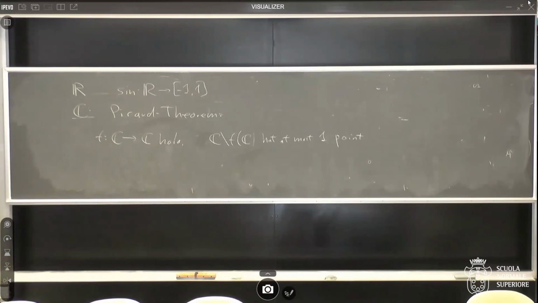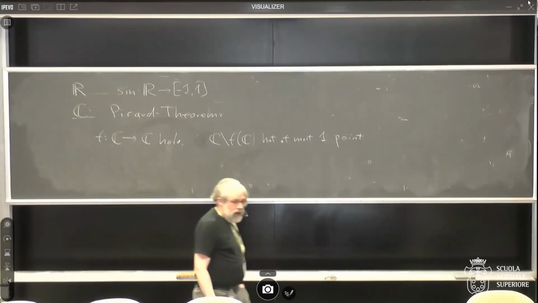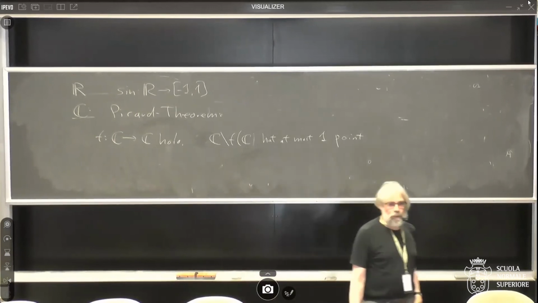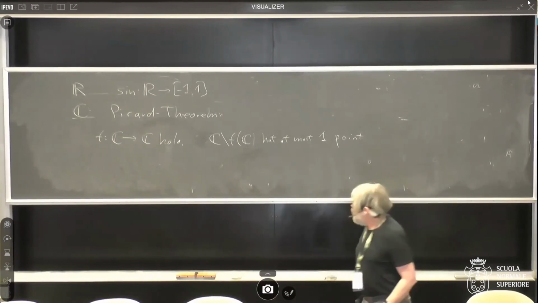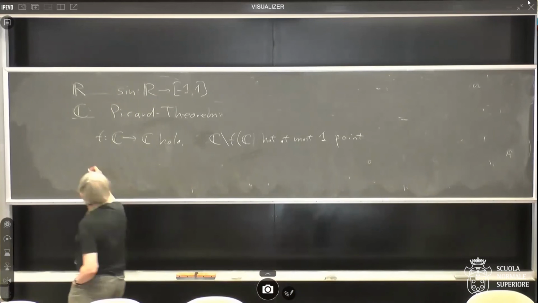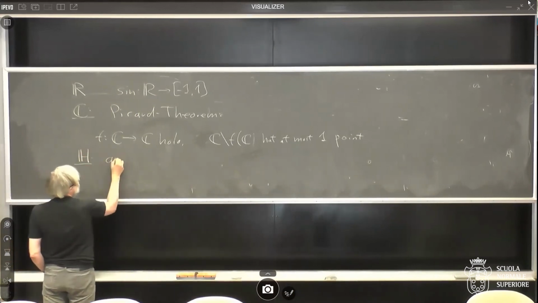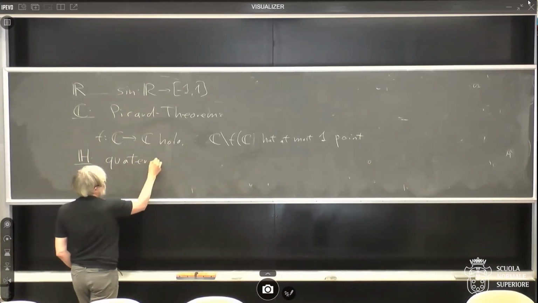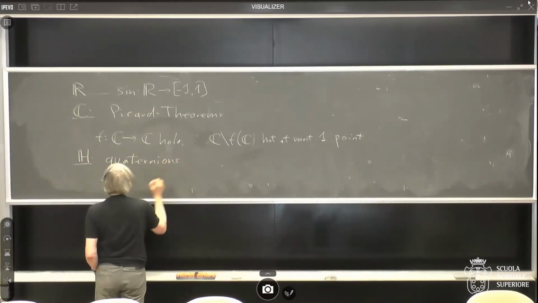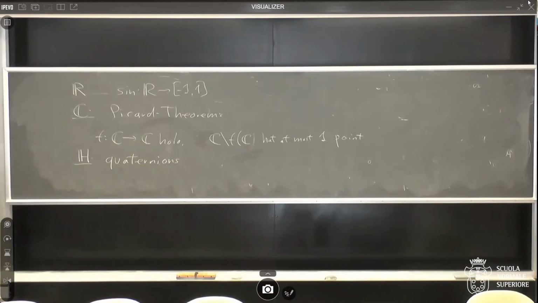Of course, the complex numbers are algebraically closed, so you cannot find another algebraic field extension, except if you are willing to drop commutativity. So the question I want to discuss is what happens with the Picard theorem if you study the quaternion numbers. So instead of the complex numbers, I go now to the quaternions.